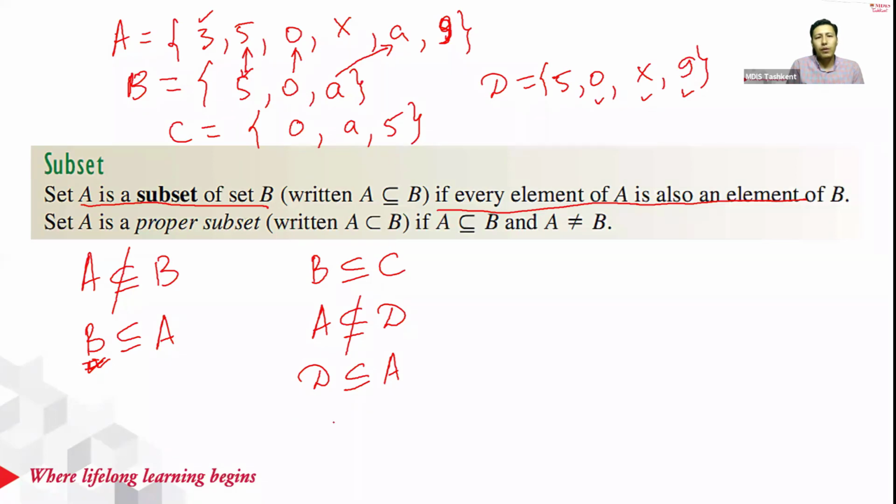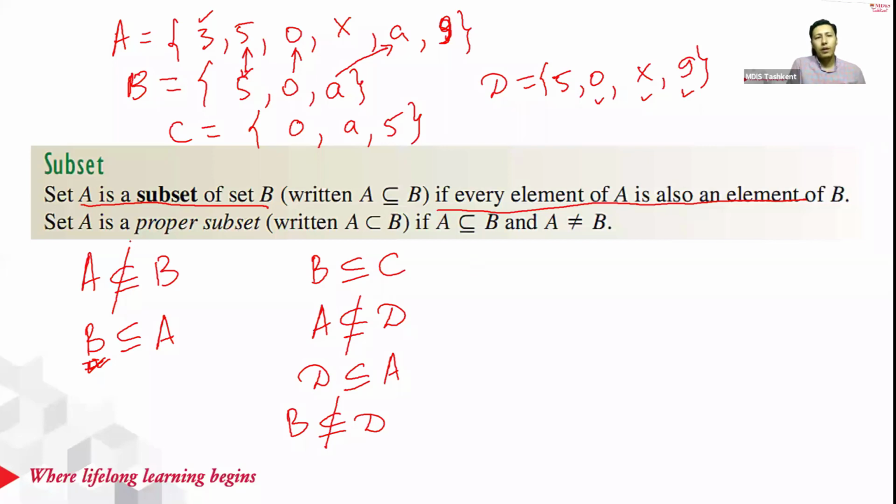B, is it a subset of D? So in B we have 5. Do we have 5 in D? Yes. 0, do we have 0 in D? Yes. a, do we have a in D? No. So it is not a subset. Do you understand what a subset is?